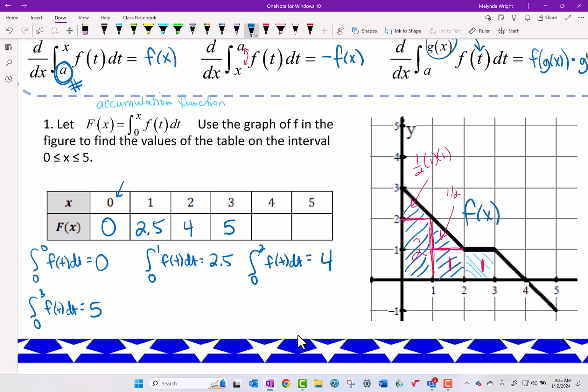Okay, so now we're going to 4, the integral from 0 to 4 of f of t dt. Again, accumulating. So we still have the 5 area that we have already accumulated. So let's add in some more. So we've got this part right here. What would that be? That would be another 1/2, right? So we would be at 5.5.